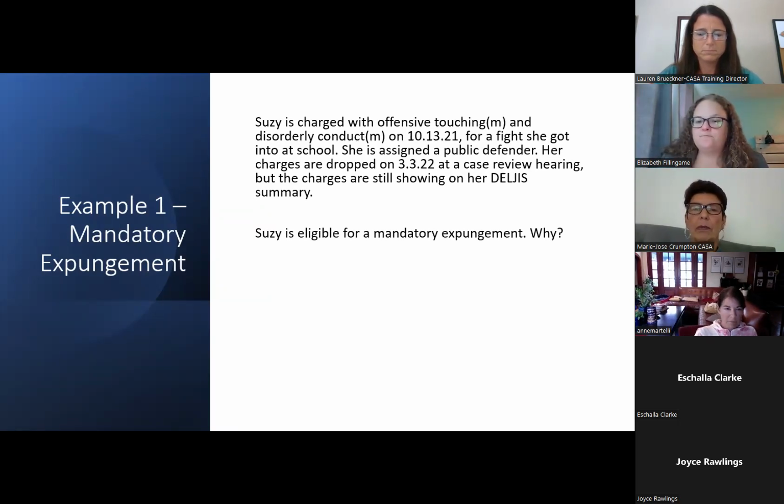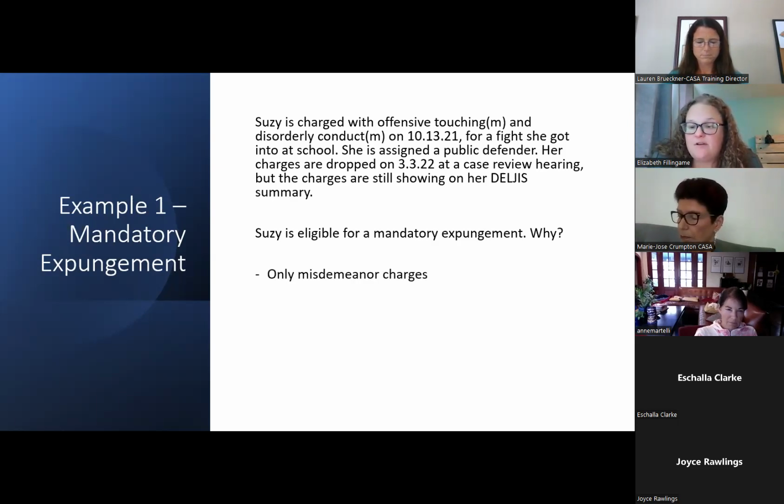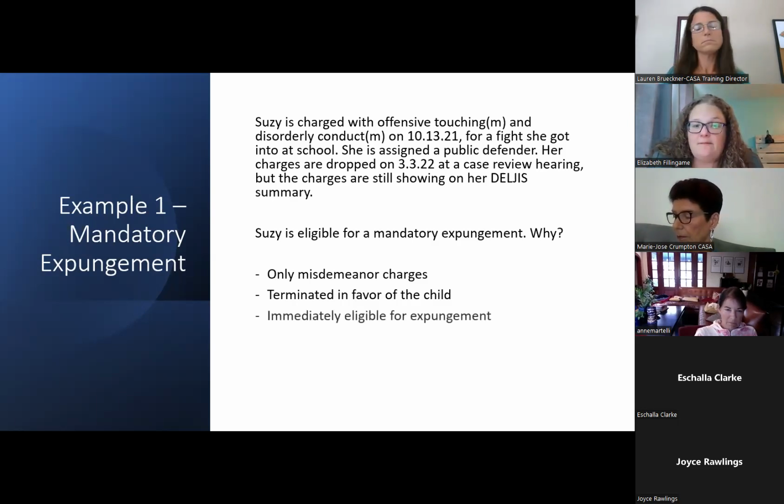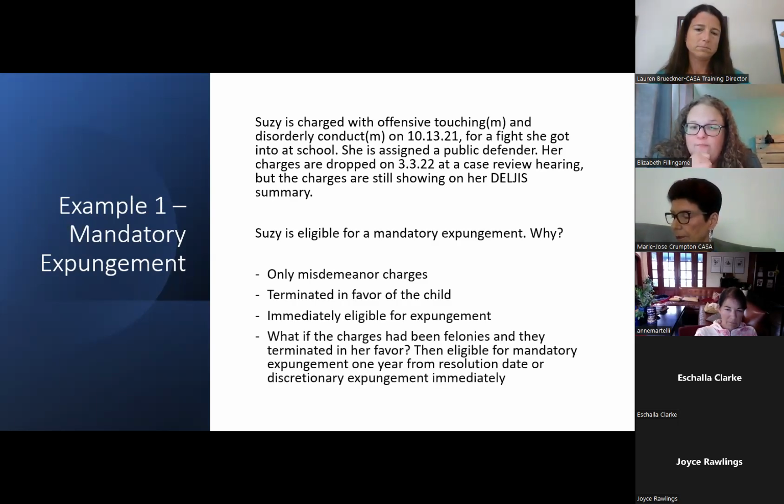Because the charges were dropped, yep. Why else? Well, I guess you said it's a misdemeanor, right? Yep, it was a misdemeanor, so that's what's really important here. It was dropped and it was a misdemeanor, so she's eligible for a mandatory expungement. She's only got misdemeanor charges. They were terminated in her favor because they were dropped. And so she is immediately eligible for an expungement. She does not have to wait at all.